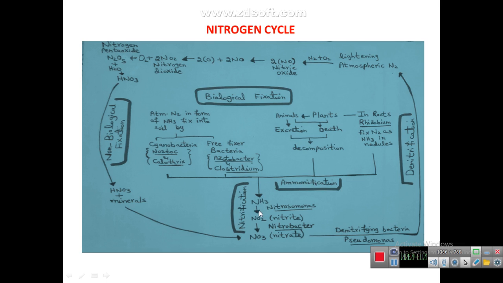When the ammonia is converted into nitrite in the presence of bacteria Nitrosomonas, and nitrite is converted into nitrate in the presence of bacteria Nitrobacter, the step is known as nitrification. Nitrate in the presence of denitrifying bacteria Pseudomonas is again converted back into the atmospheric or gaseous nitrogen. This step is known as denitrification. So the nitrogen cycle completes in 5 steps.